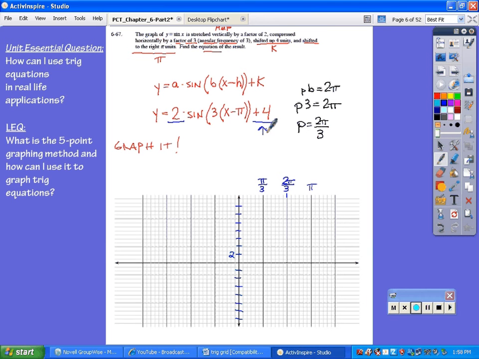Oops, that's 1, sorry. Not 2, that's 1, 2, 3, 4. So vertical shift of up 4. That's going to be our new x-axis, so to speak. Horizontal shift of right pi.